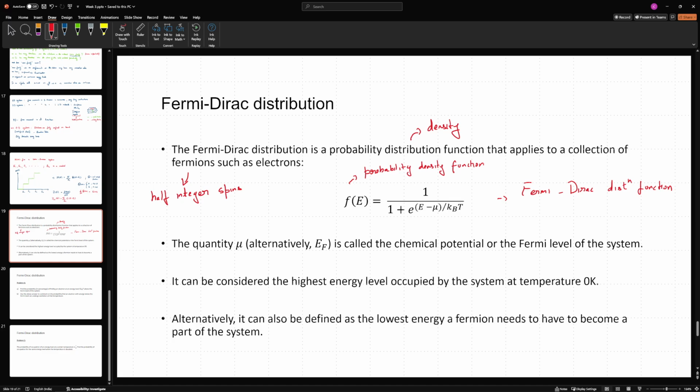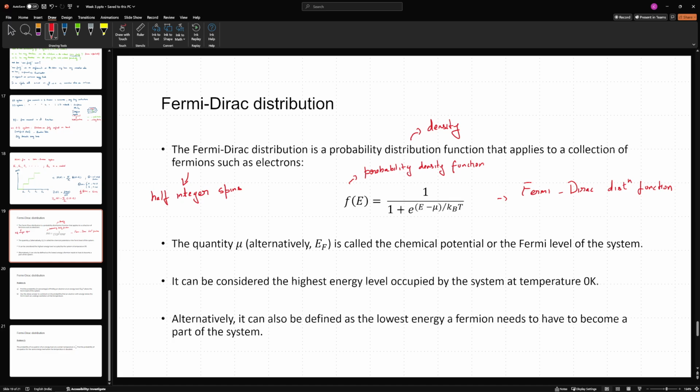Now, the quantity mu, or in some notations EF, is called the chemical potential or the Fermi level of the system. And there are a bunch of definitions for this quantity. Now, this probability density that we are considering, what does it depend on? It depends on the temperature. If I have a collection of electrons, a very large number of electrons at a certain temperature, then f of E gives me the probability of finding electrons with energy between E and E plus dE. And I need to integrate over a range of energies to get the probability of finding electrons in that window.